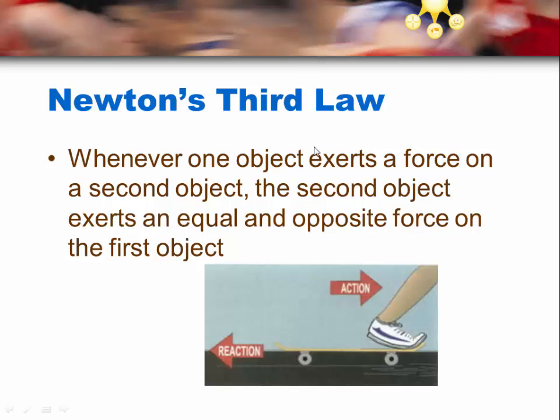Whenever one object exerts a force on a second object, the second object exerts an equal and opposite force on the first object. Here we have a person who's stepping off their skateboard, and as they push back on the skateboard, since the skateboard has less mass, it's actually going to roll in the opposite direction.